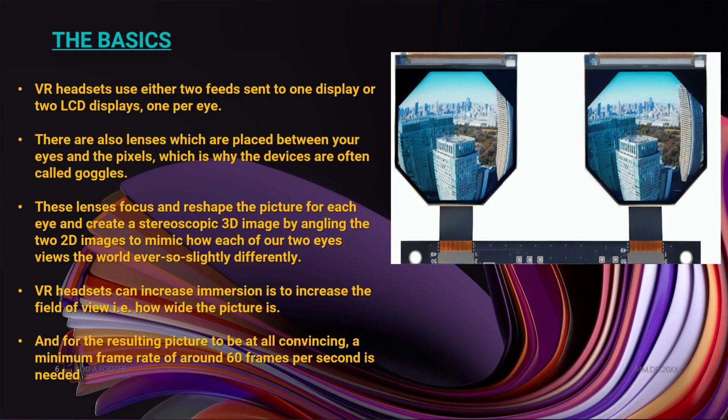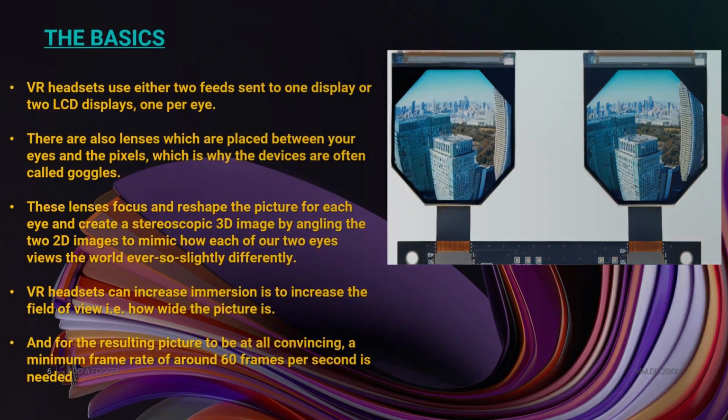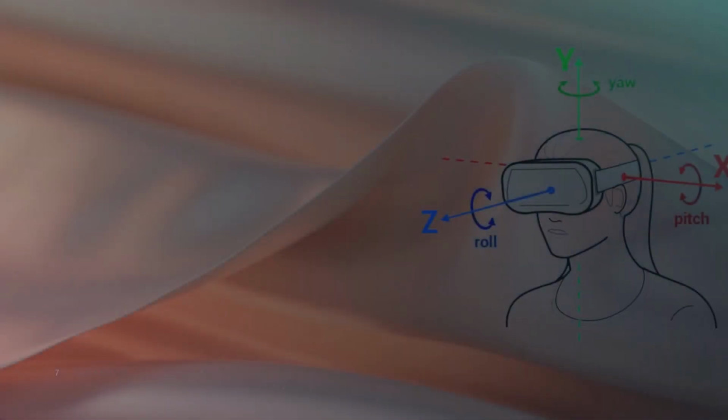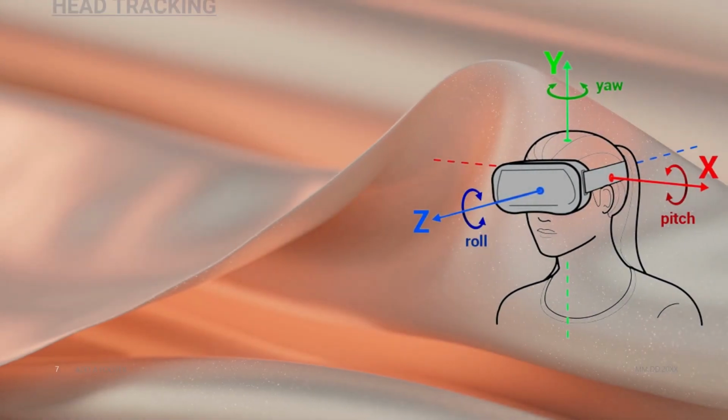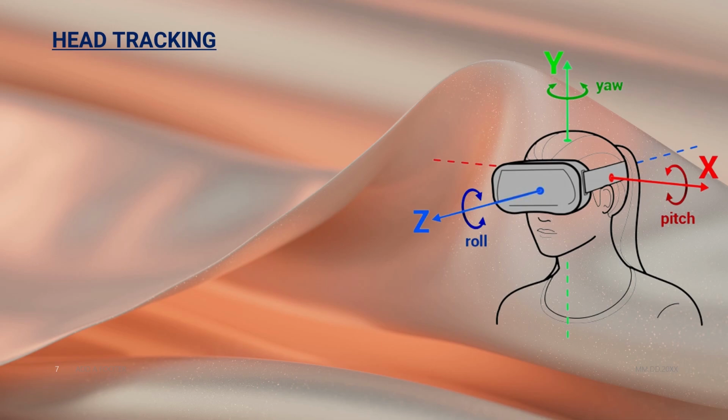One important way VR headsets can increase immersion is to increase the field of view, that is, how wide the picture is. A 360-degree display would be too expensive and unnecessary. Most high-end headsets make do with a 100 or 110-degree field of view, which is wide enough to do the trick. And for the resulting picture to be at all convincing, a minimum frame rate of around 60 FPS is needed to avoid stuttering or users feeling sick. Okay, so after learning about the basics, let us move on to the three types of tracking.